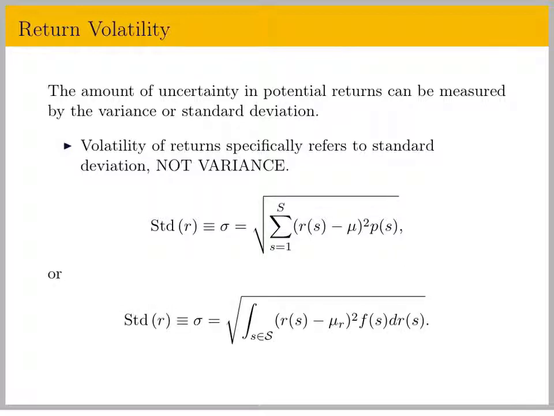In the case of a continuous random variable, then we have the analog, where we take the squared deviations and we multiply them by the probability density function and we integrate. And of course, in each case, we're taking the square root of the value, because the probability weighted sum of the squared deviations or the probability weighted integral of the squared deviations is in fact the variance, and the square root of it is the standard deviation.